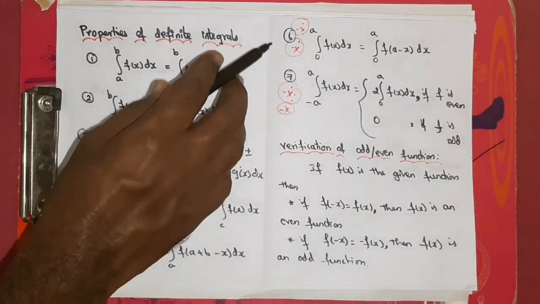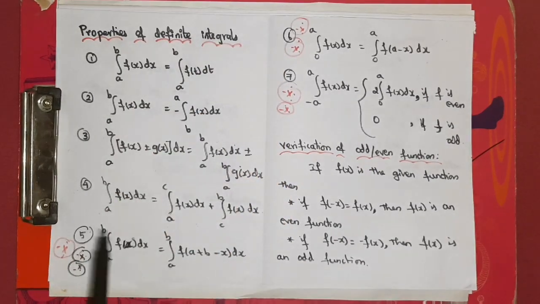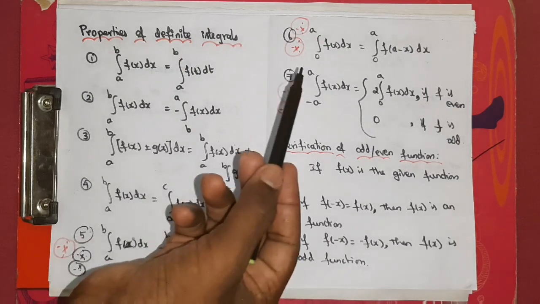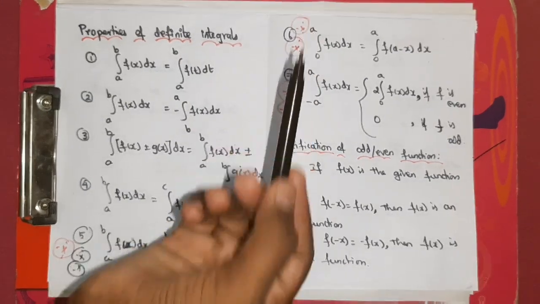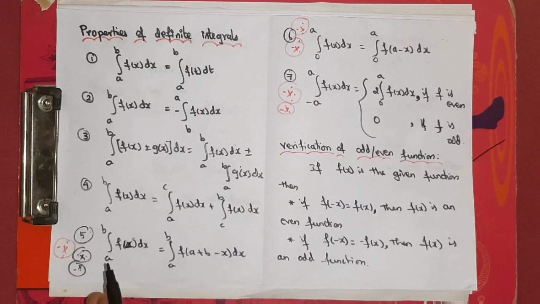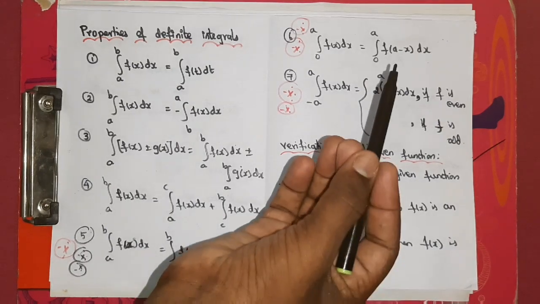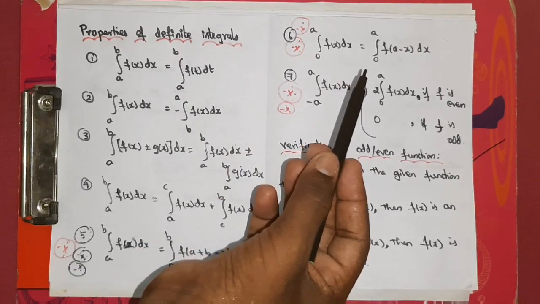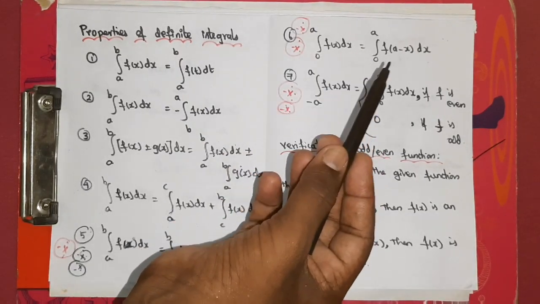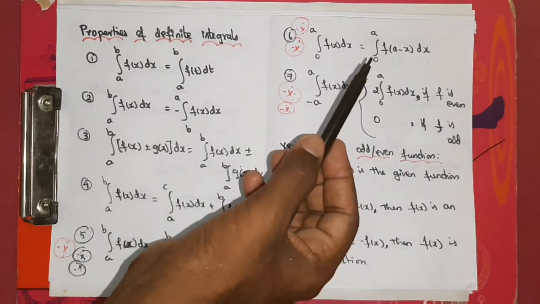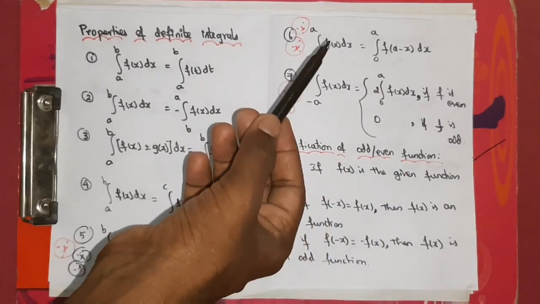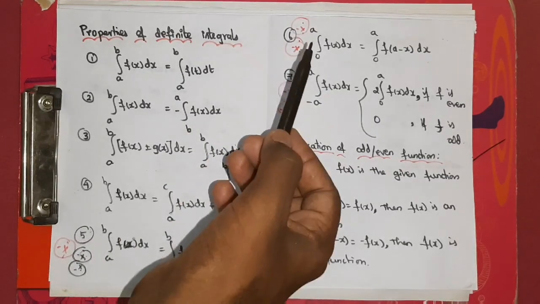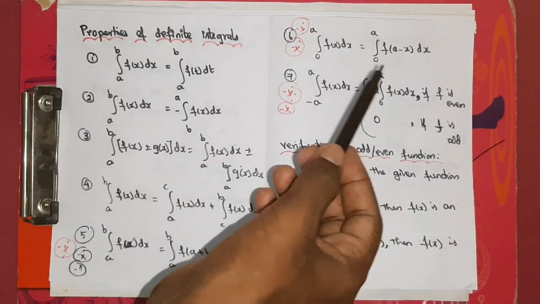The next property is nothing but the derived part of this property. Look at this: the lower limit is 0, the upper limit is a. If you put 0 and a, then 0 plus a, what is 0 plus a? It is a. So we get a minus x. So integral 0 to a f of x dx, you can write as integral 0 to a f of a minus x dx. Here also you can use the same method. Both are the same, but it is a derived result from the fifth property. So this is very important.